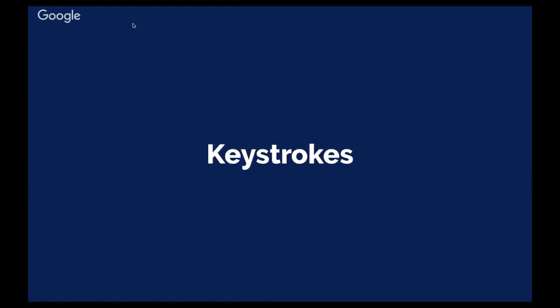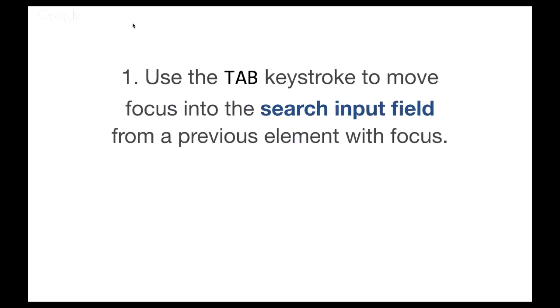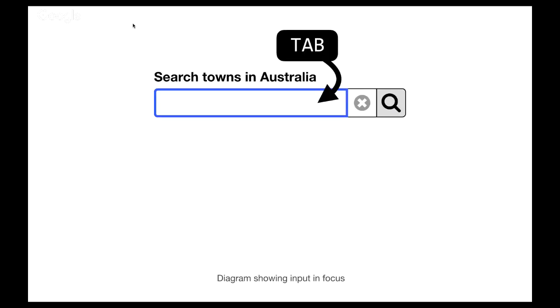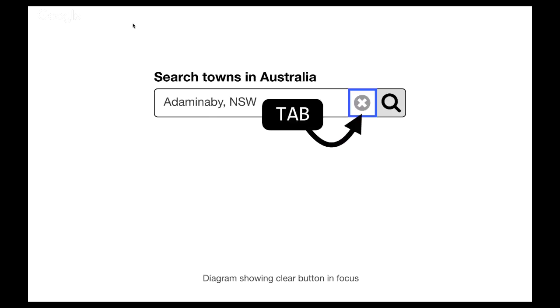Next up, let's talk about keystrokes. Again, still on keyboard-only users. So keyboard-only users should be able to perform any of the following actions. The first one is they should be able to use the tab keystroke and move focus into the search input field from whatever they've been using before in the rest of the site. So in this diagram, they've tabbed in, and now the input box has a blue halo around it. They should be able to use the tab keystroke to move from that input to the clear button. So this diagram shows the focus is now shifted to the clear button.